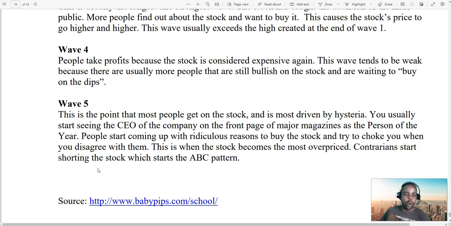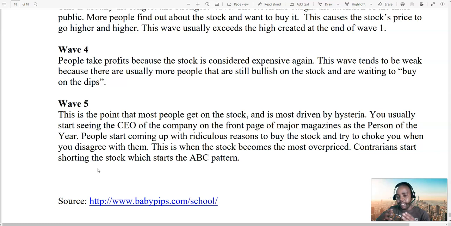All right, wave 5, which is the final wave. This is the point that most people get on the stock and is most driven by hysteria. You know, everybody will be talking about it and going on about it. Wow, this stock, this tech. Especially in the case of Bitcoin, hysteria can drive the market, whether down or up. Hysteria of negativity, hysteria of positivity in this case.